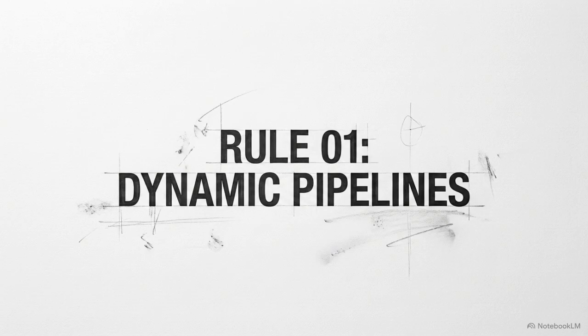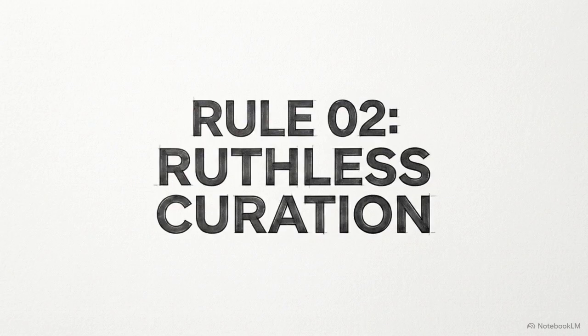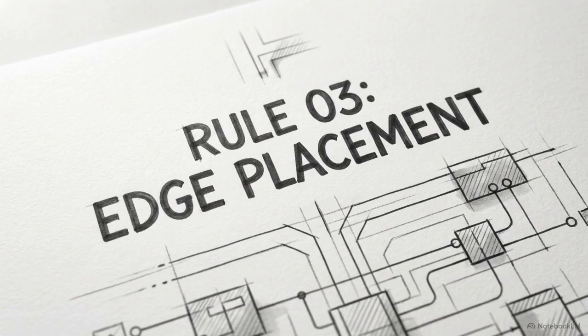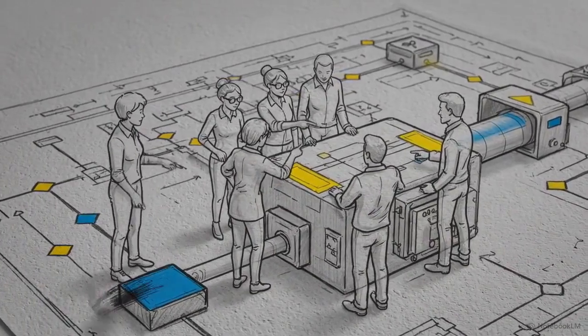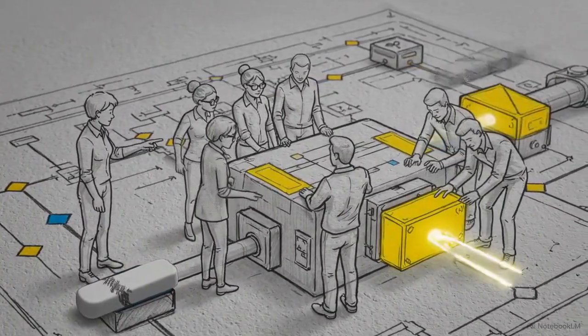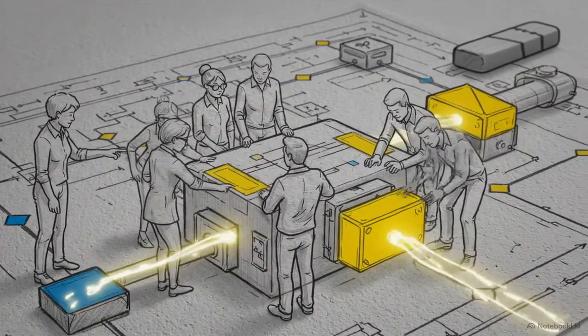Rule 1. Focus on building dynamic systems rather than static text prompts. Rule 2. The quadratic cost of tokens means curation is more valuable than expansion. Rule 3. Spatial position determines performance. Keep your most critical data at the edges of the window. Ultimately, the context window is just a resource. The future of AI development belongs to the architects who can engineer that context.